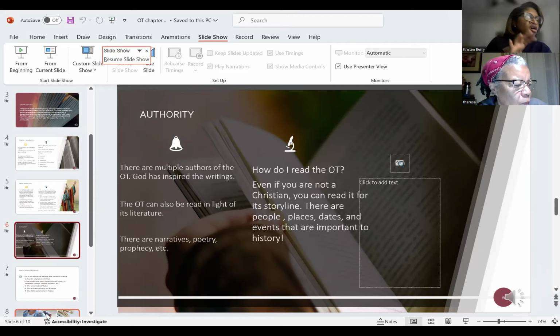So there are multiple authors. Many times they'll say, oh, so-and-so wrote this book, or maybe Moses wrote this. They think that maybe Moses wrote Genesis. Honestly, a lot of the authorship we don't really know.